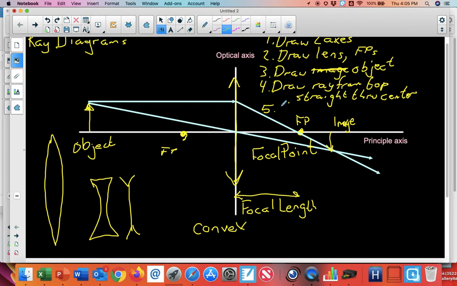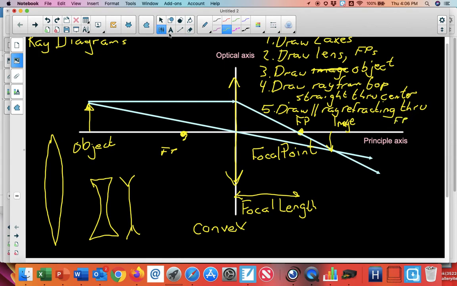Then draw a parallel ray. I'm going to draw it like two parallel lines. And refracting through the focal point.